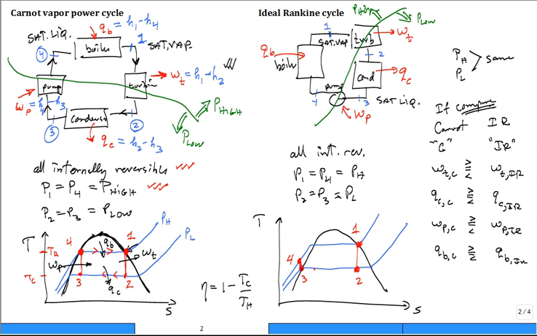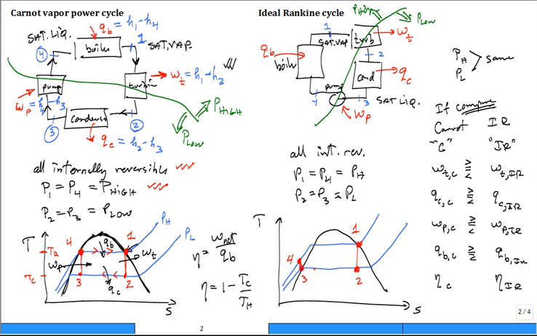Then we do this. Okay? Then we'll do this. We'll say, what about the thermal efficiency of the Carnot versus the thermal efficiency of the ideal Rankine? The thermal efficiency is how much of the work net out divided by Q of the boiler in. The net work out of the cycle per Q of the boiler, true?